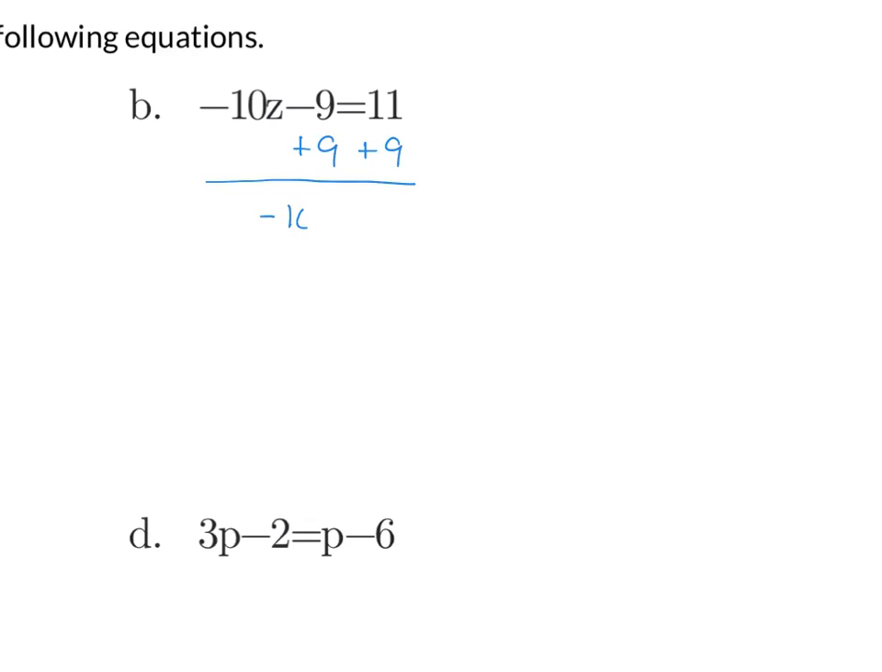On the left, we get negative 10z. My 9's cancel. On the right, we get 11 plus 9 is 20. Finally, we want to divide by the coefficient, so I'm going to divide by negative 10. And we get z equals negative 2.